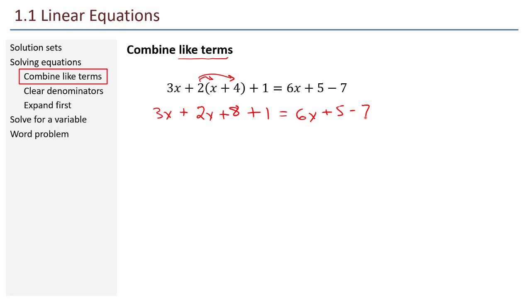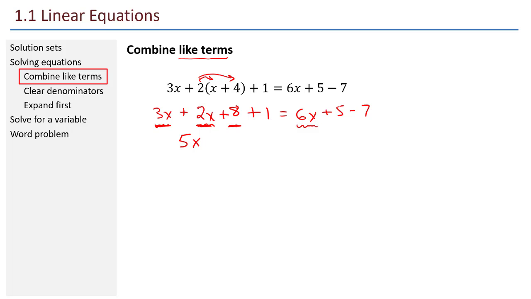Now, what do I mean by like terms? Those are terms that are just a multiple of x, so something like 3x or 2x and 6x. Those are all like terms. I'd like to combine them somehow. At least I'll begin with like terms that are on the same side of the equal sign. So the 2x and the 3x I can combine. 2 plus 3 is 5, so that becomes 5x.